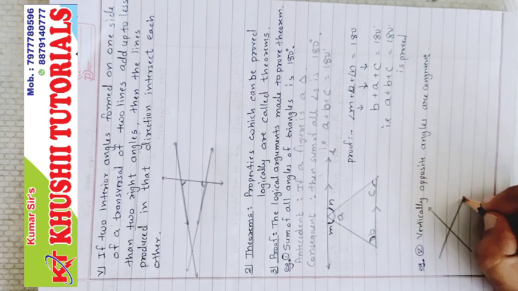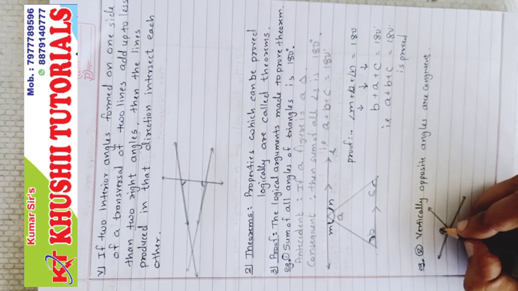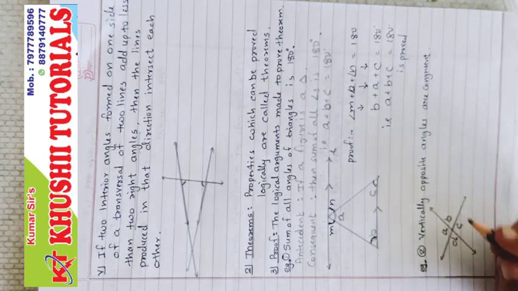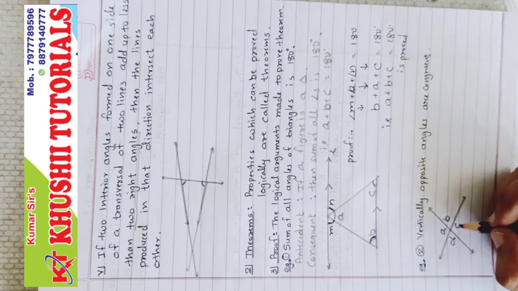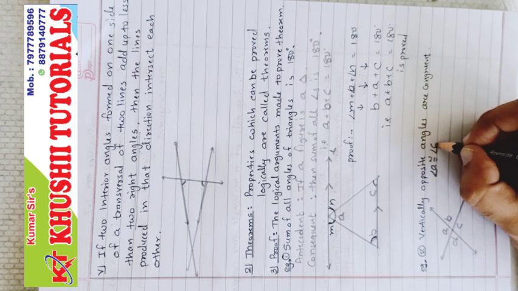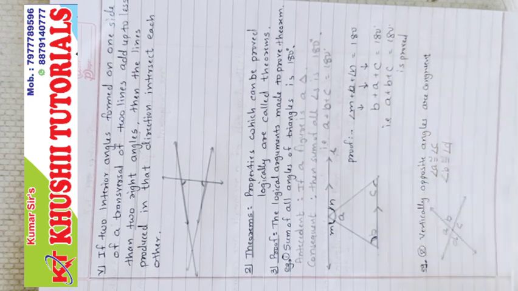Now these are two lines which are intersecting at this point. Four angles are formed: A, B, C and D. We need to prove vertically opposite angles, meaning A and C. So we have to prove angle A is congruent to angle C, and angle B is congruent to angle D.